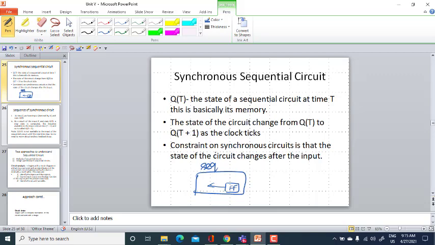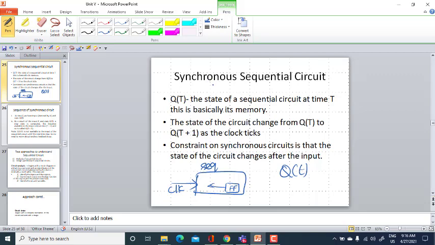So for this circuit as such, you have Q of T for the current clock input, because for the entire sequential circuit, you will be giving clock here. And if this clock is common for all the components, that is said to be a synchronous sequential circuit, because you will have two types of sequential circuits: synchronous sequential circuit and asynchronous sequential circuit.